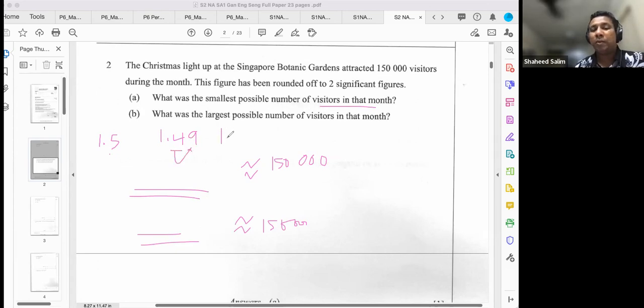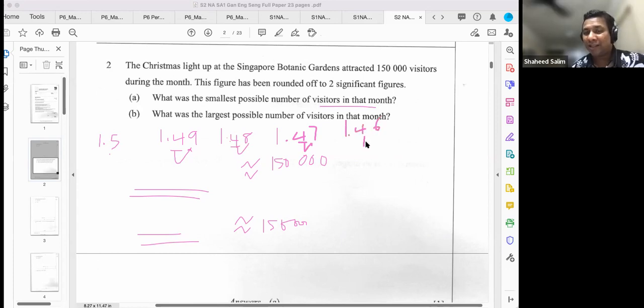But it can also be 1.48 also. Correct? Because I look at the next one, I plus 1. It also can be 1.47 also. Then let me make this sticker. It can be also 1.47 also. Because this one decimal place, look at the next one, plus 1 also. It can also be 1.46 also.